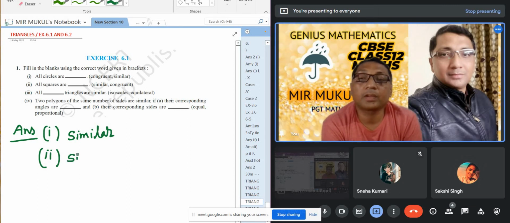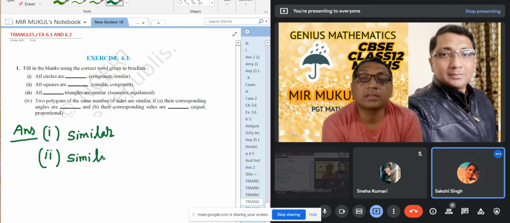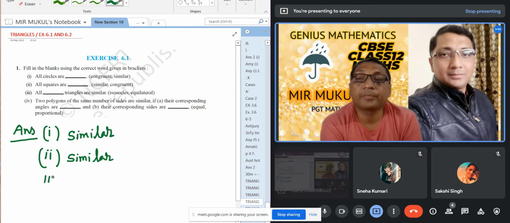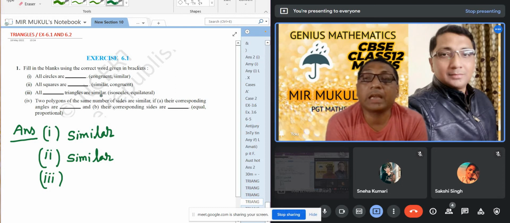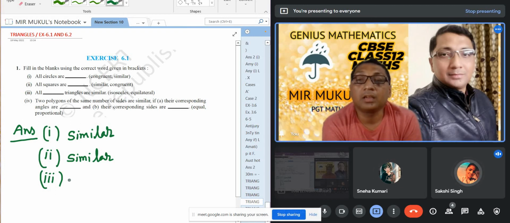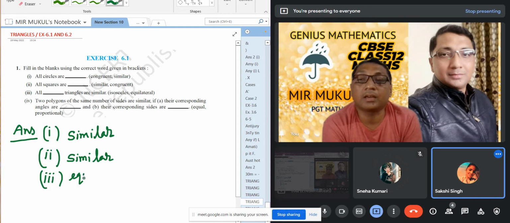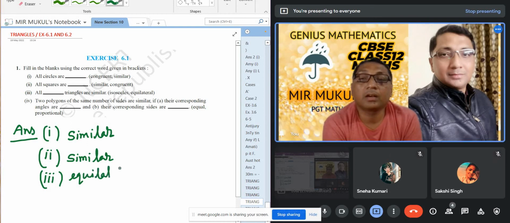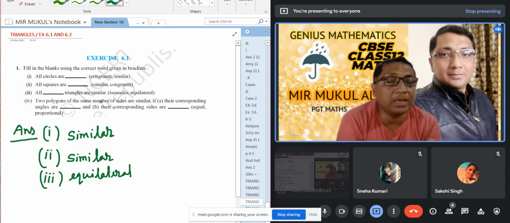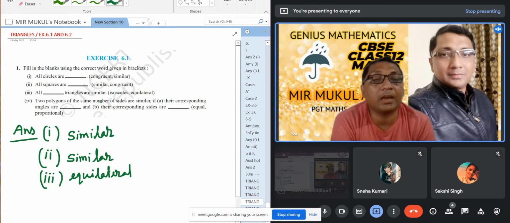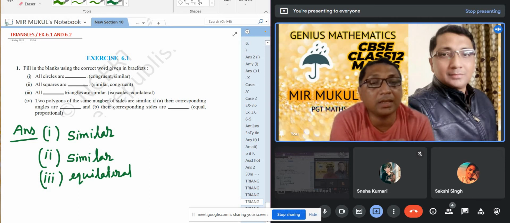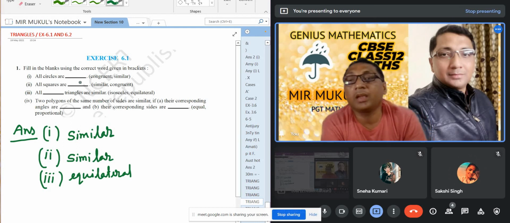Here also similar. Then third, all triangles are similar. All what? Isosceles triangle or equilateral triangle? Equilateral, because all sides are equal. Equilateral triangles are similar because each angle of an equilateral triangle equals how much? 60 degrees. So corresponding angles will be equal and the ratio of their sides will be equal.